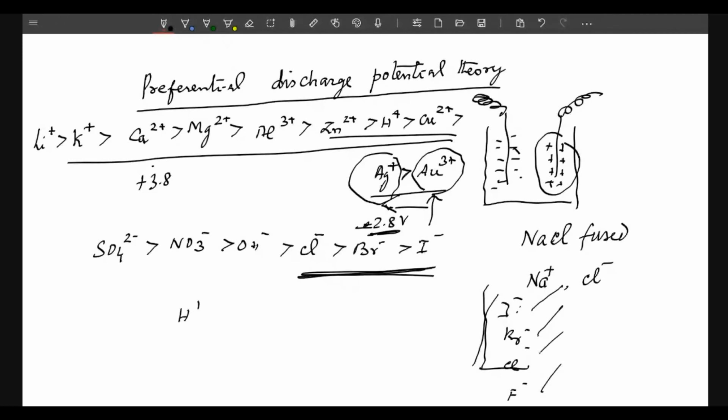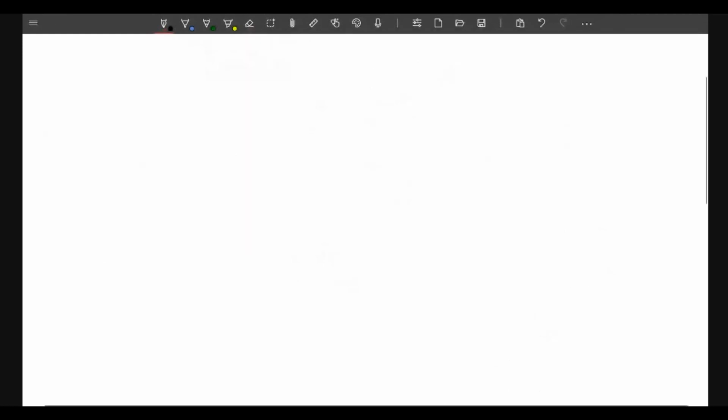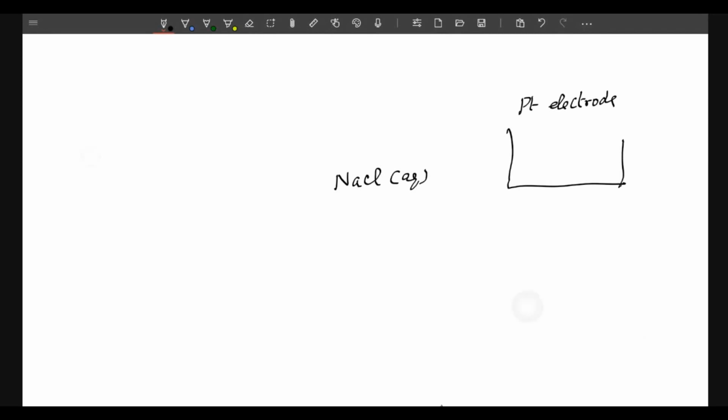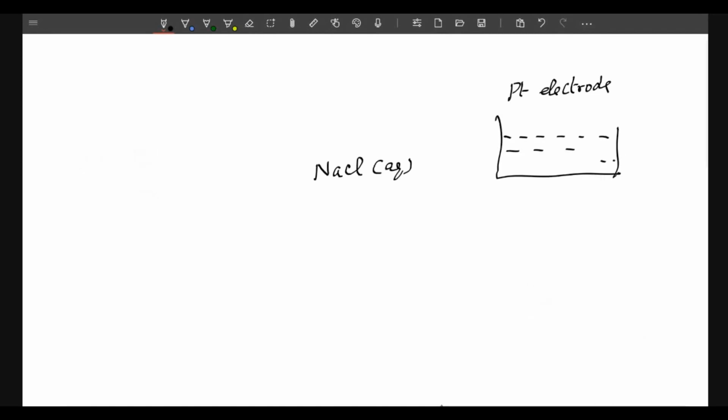Now, let us have an idea. An H plus ion and a zinc ion are present. Or I will give you one specific example, and you should be able to answer this question. An aqueous solution of sodium chloride is electrolyzed using a platinum electrode. The platinum electrode is dipped in the sodium chloride aqueous solution. This is the cathode, this is the anode.